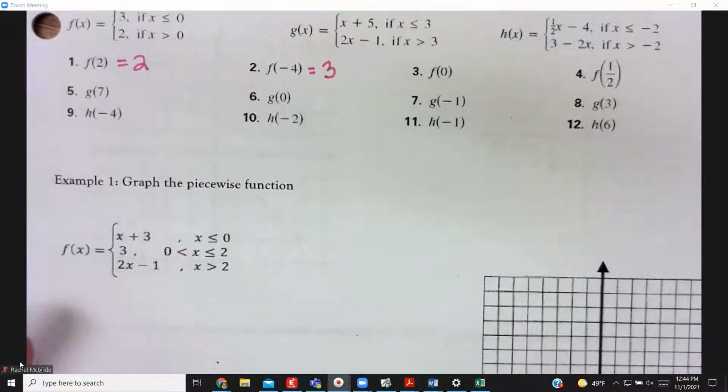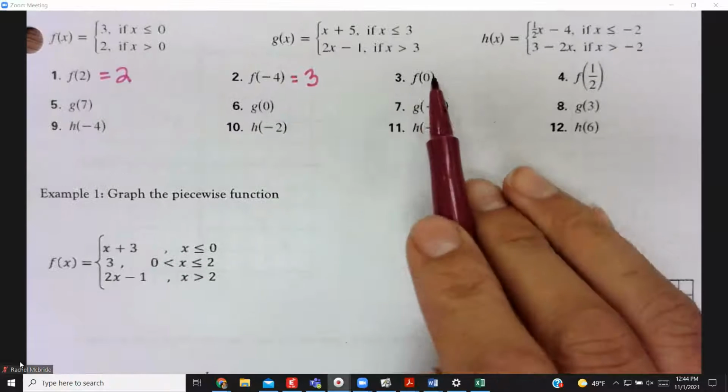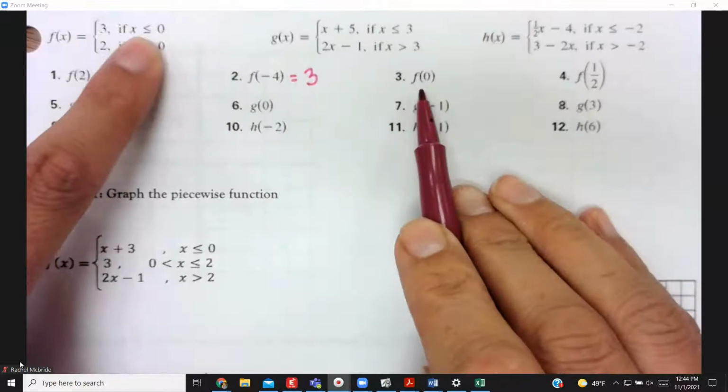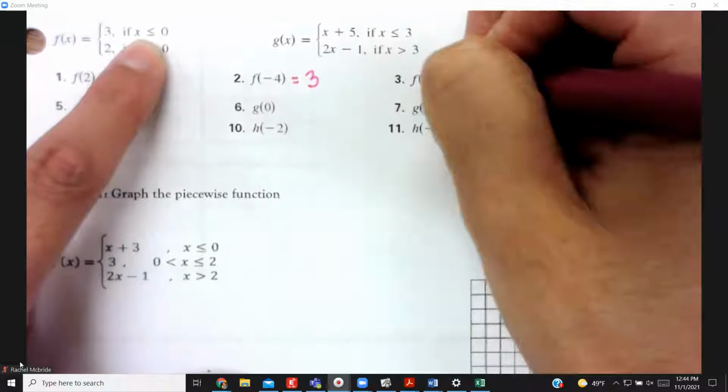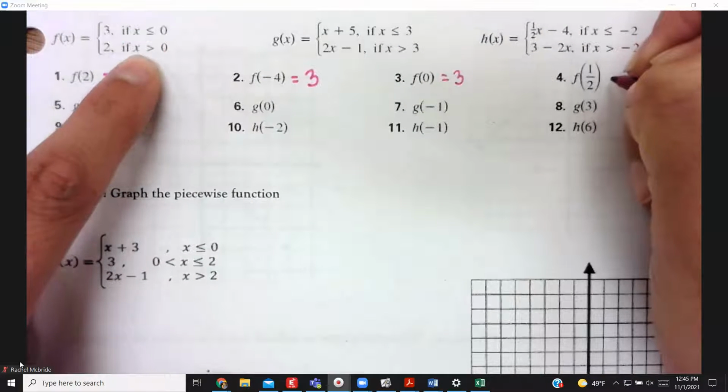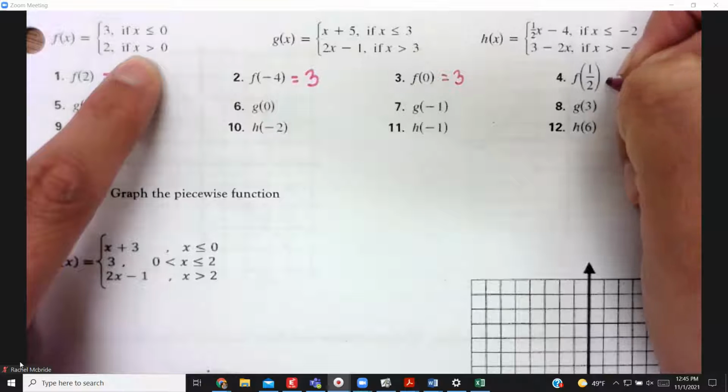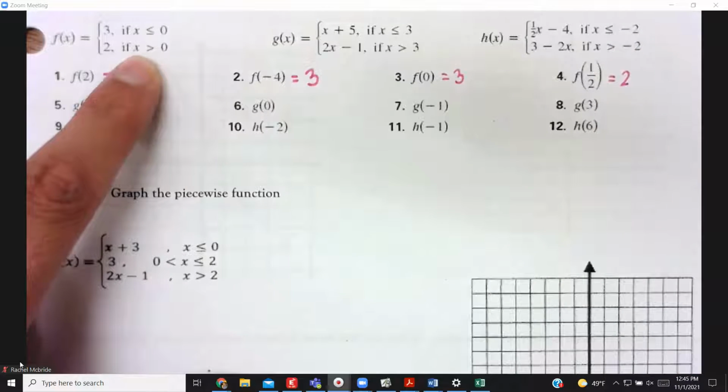All right, so let's go through this kind of quickly. If it's at 0, 0 is less than or equal to 0, so f of 0 is 3. And a half, well, a half is greater than 0, so that is 2.